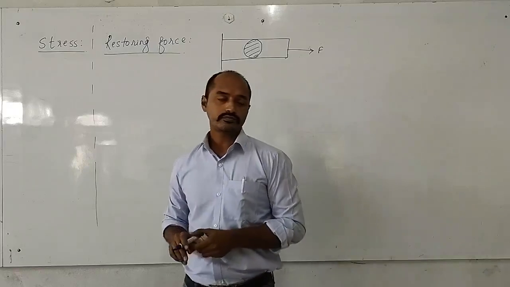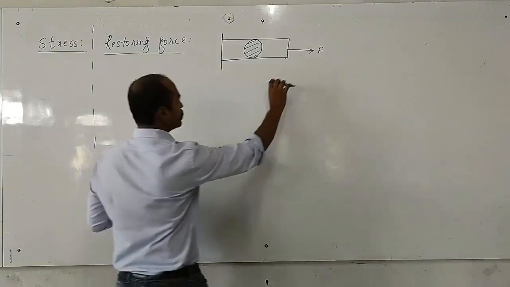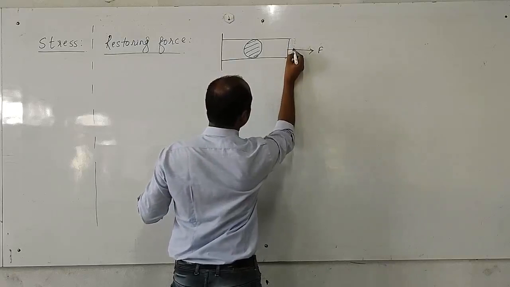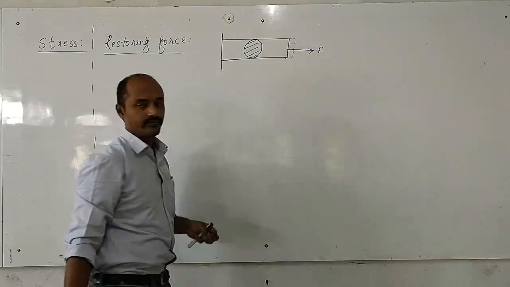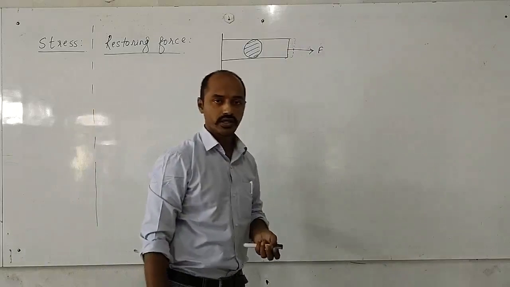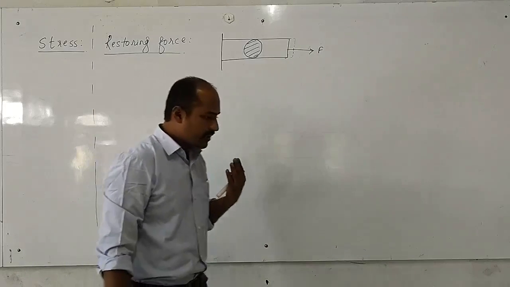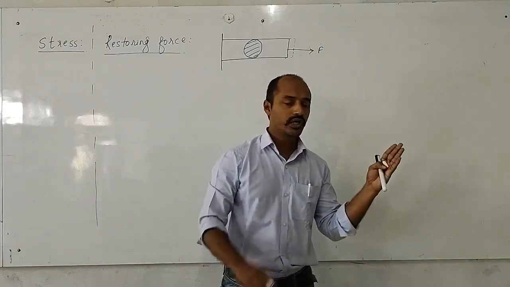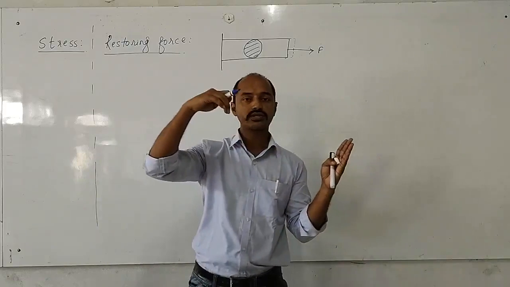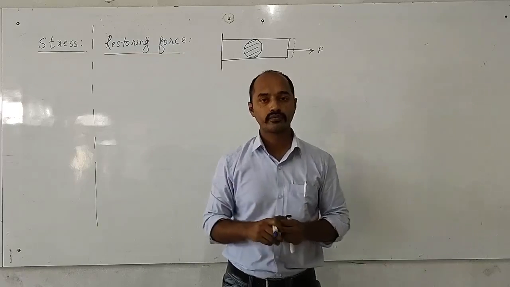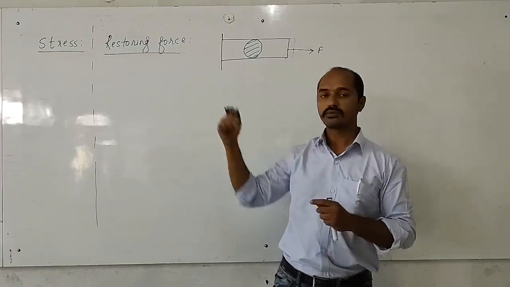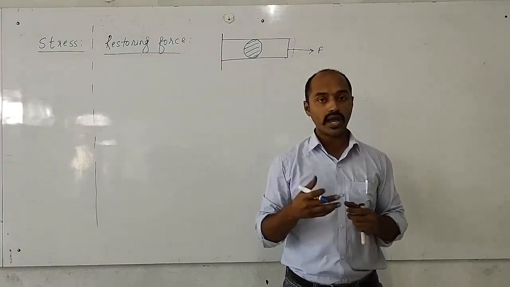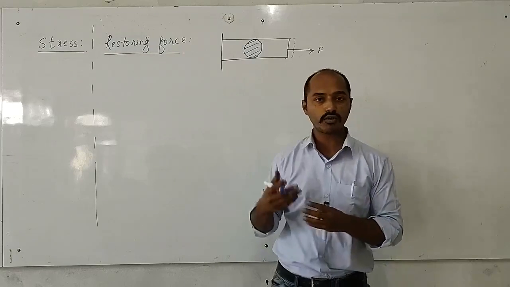Now, if I am applying the deformation force F, it will change its length. It will undergo deformation. When you remove the load, it gets back to its original shape and size. Why? Because of the elastic property. What causes the elastic property? Why does it behave like an elastic material?